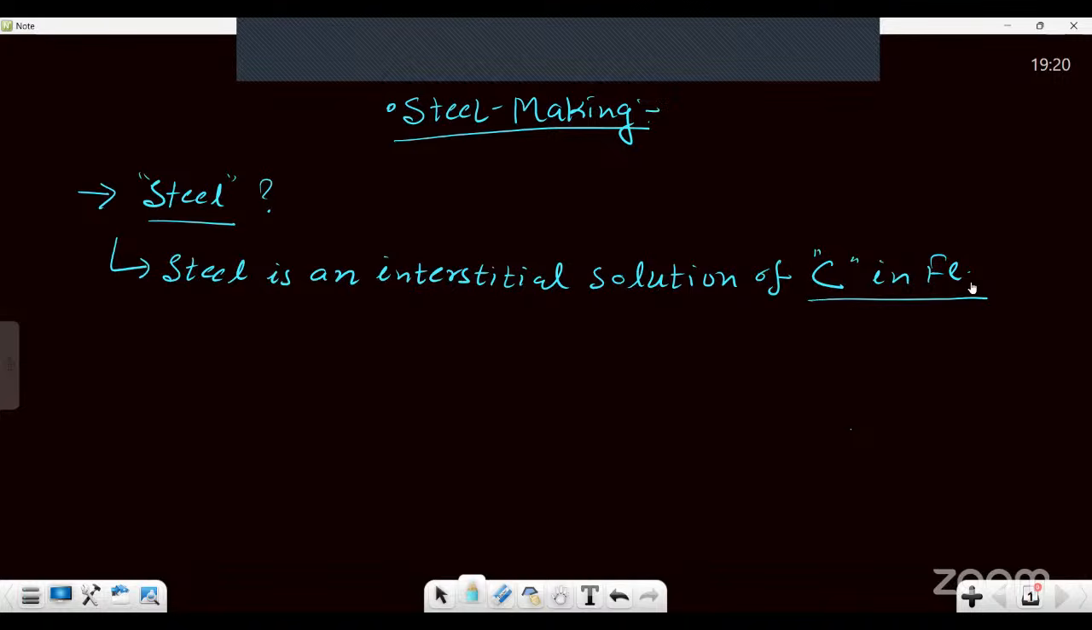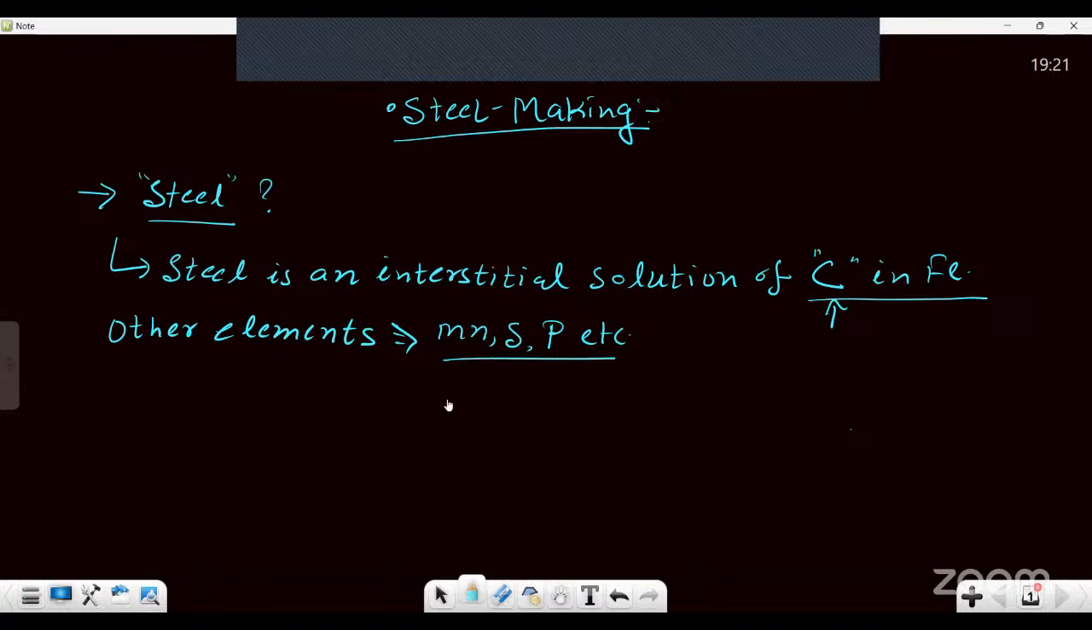But obviously carbon will be there in the interstitial sites, right? But apart from carbon, there are some other elements which are also present in steel. So what are those other elements? These elements are going to be like manganese, traces of sulfur also, phosphorus, etc. So this will be present.